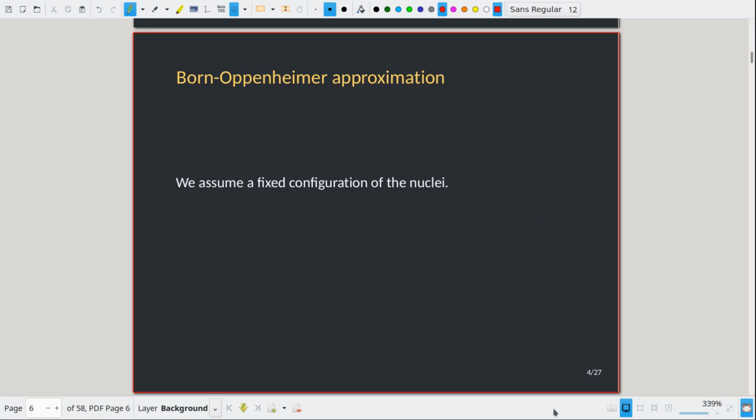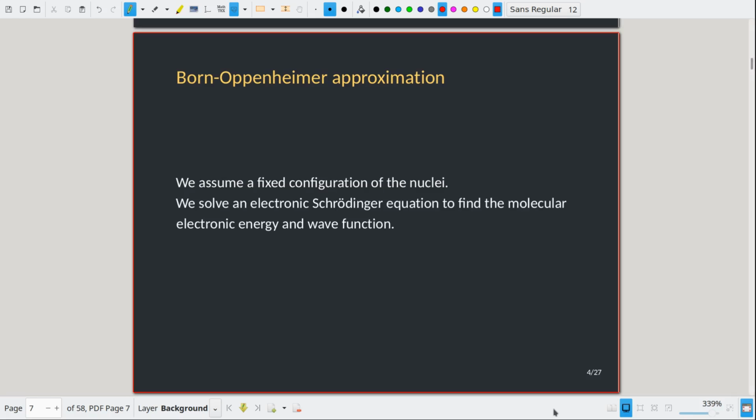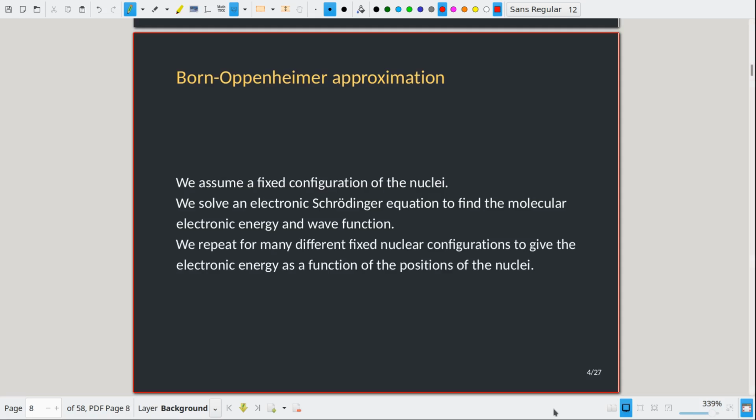So we can assume a fixed configuration of the nuclei. So we can assume that there is a certain distance between the two nuclei, and we keep that fixed. And then we can solve an electronic Schrödinger equation to find the molecular electronic energy and wave function. So we can solve the Schrödinger equation just for the motion of the electrons, and this will give us a certain value of energy and a certain wave function describing that system.